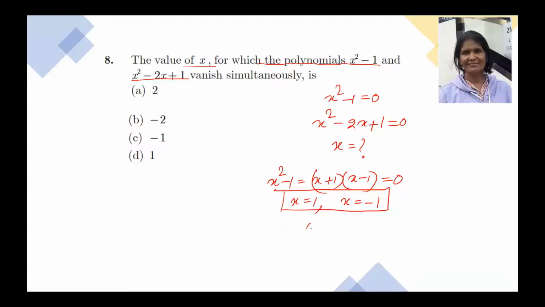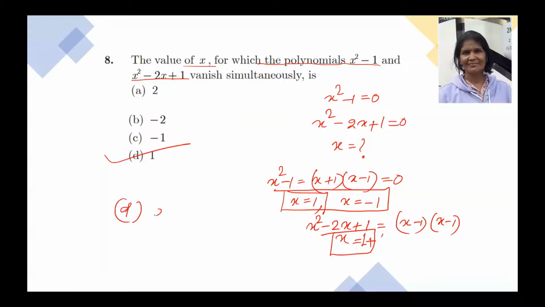Next, coming to x square minus 2x plus 1, if we factorize, it will be x minus 1 whole square, x minus 1 into x minus 1. So from here I am getting again x is equal to 1, not minus 1. x is equal to 1. So for both the cases I am getting x is equal to 1. So x is equal to 1 is the answer. D is the answer.